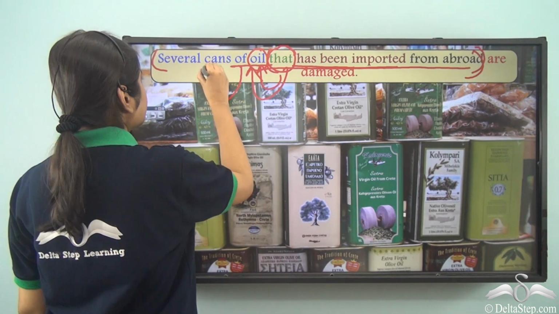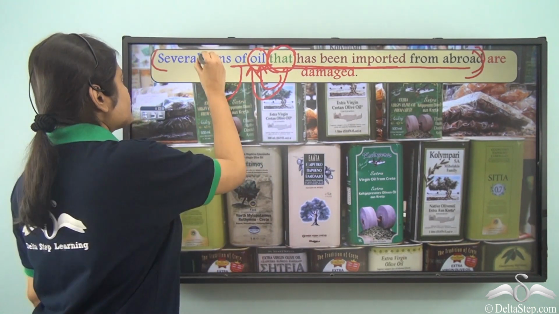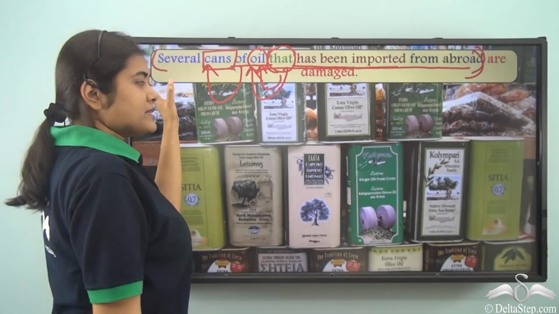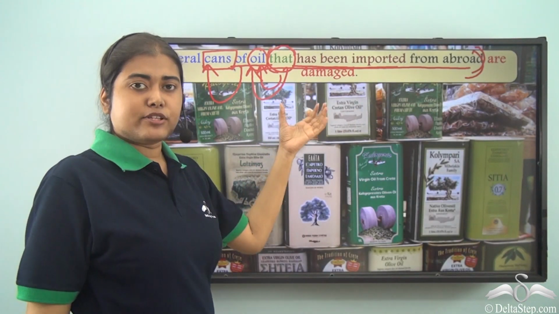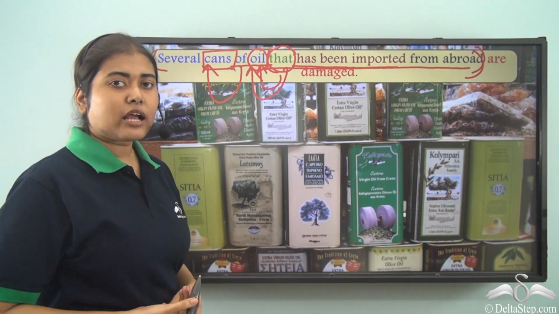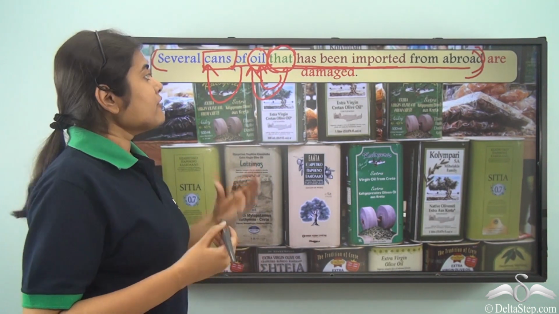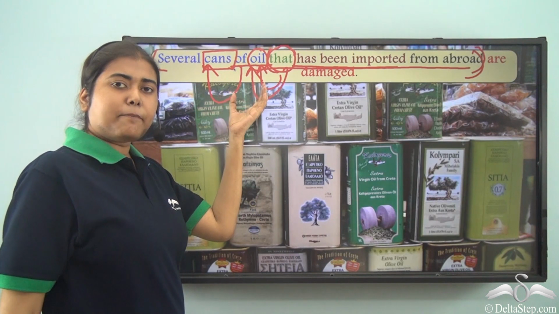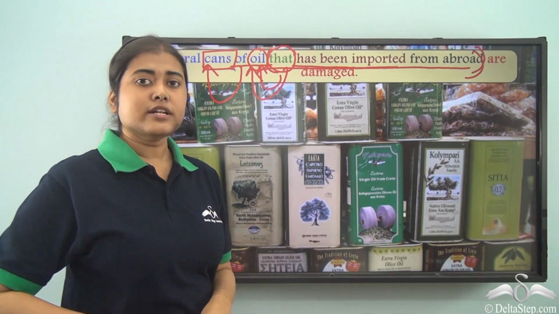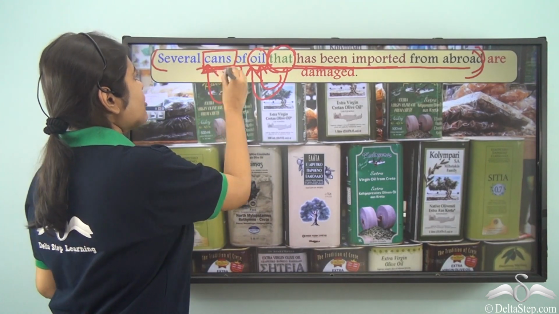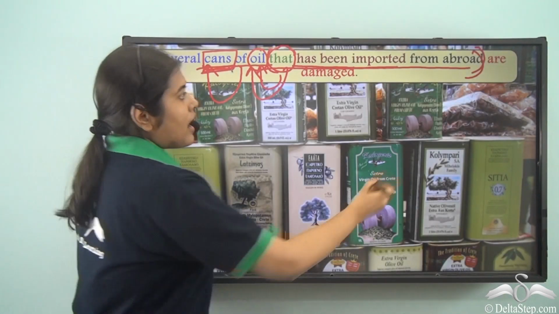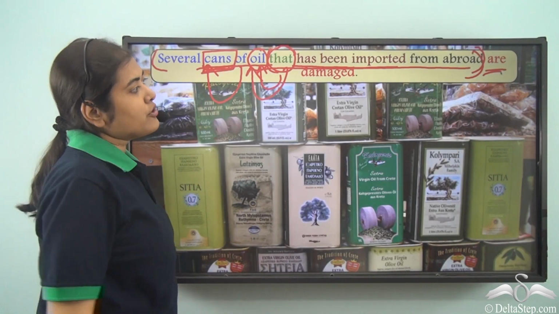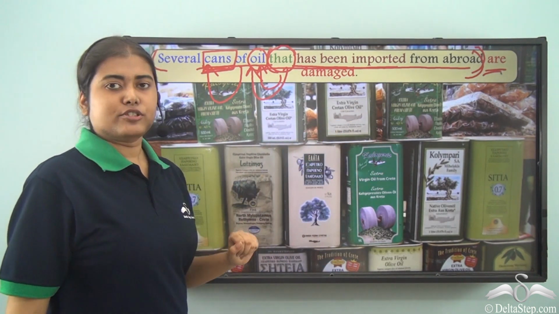This part is describing the noun cans. So the proper subject of our sentence is cans. So the proper sentence is several cans are damaged. Now this cans, what cans are we talking about? We are talking about the cans of oil. And what oil are we talking about? The oil that has been imported from abroad. So the entire part of oil that has been imported from abroad is describing this noun cans. Hence the verb are is determined by cans. Now cans being a plural noun, we have used the plural verb are damaged.